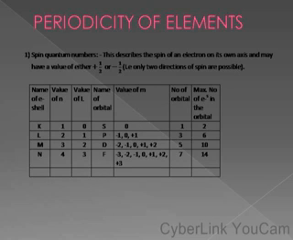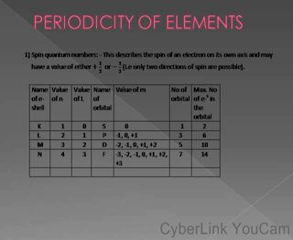Now let's move to the next one. No, before that, the spin quantum number. Yes, that is the last one. The spin quantum number describes the spin of an electron on its own axis, and the value is either plus half or minus half, because they spin either clockwise or anti-clockwise.